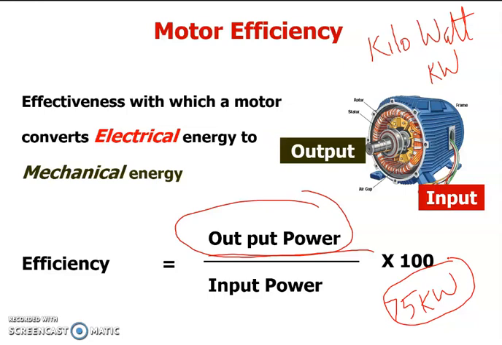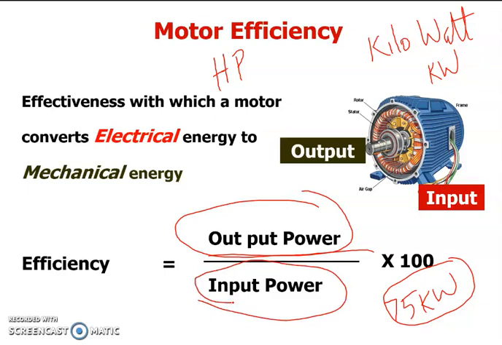In place of kilowatt, we also represent a motor rating in HP, that is horsepower. Sometimes you will see a half HP motor or a 5.5 HP motor, so various ratings are available. Efficiency is always output power divided by input power. The output power is the mechanical power and the input power is your electrical input.